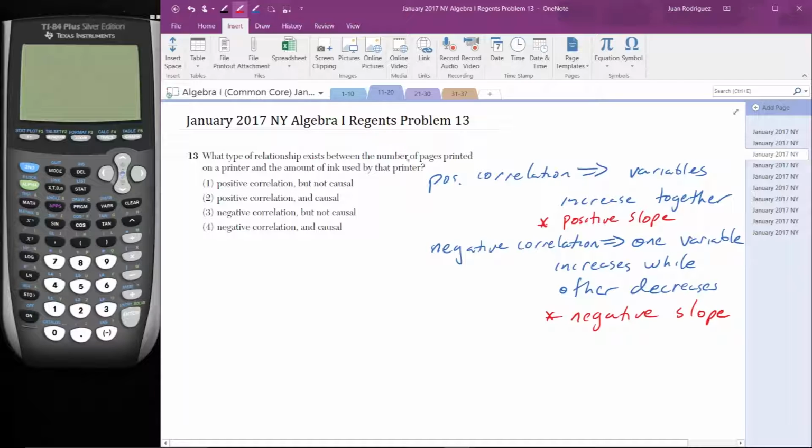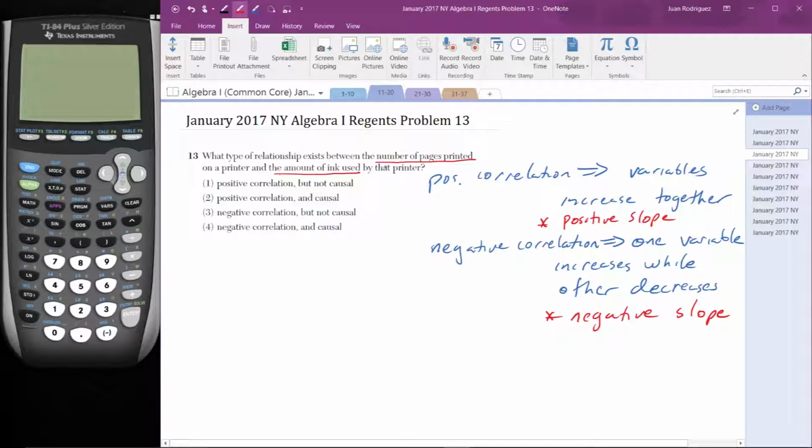Okay, so now let's look at what the question says again. Which type of relationship exists between the number of pages printed on a printer and the amount of ink used by the printer? It's not a very subtle relationship, but I've seen students get this question wrong because they misread it. So careful. A page printed uses ink. So this is about the ink used, not the ink remaining in the printer, and that's where kids get tricked. It's the ink used.